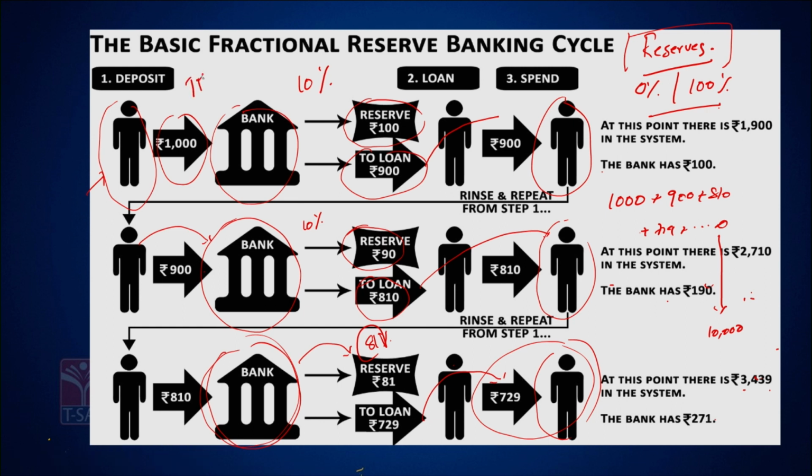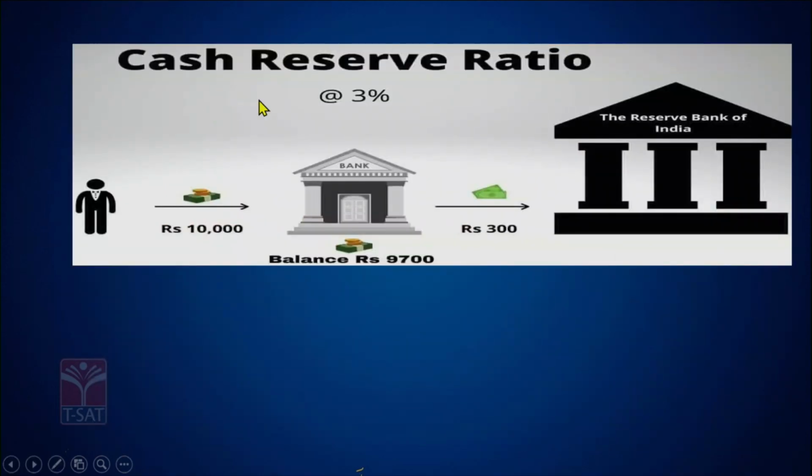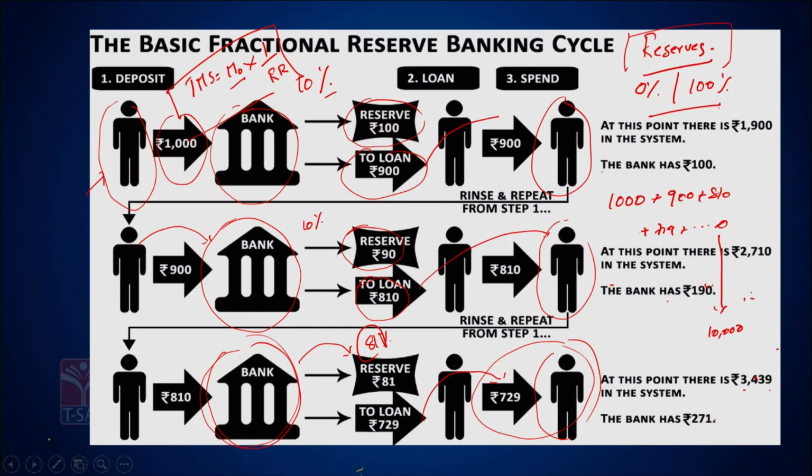The total money supply is equal to the money that the RBI prints and circulates, what we call M0, high powered money, multiplied by 1 by RR, the reserve ratio. So this is how we calculate the total money supply. When the reserve ratio is 10%, for every 1000 rupees printed and circulated, the total money supply would be 1000 multiplied by 1 by 10. That's going to be 10,000.